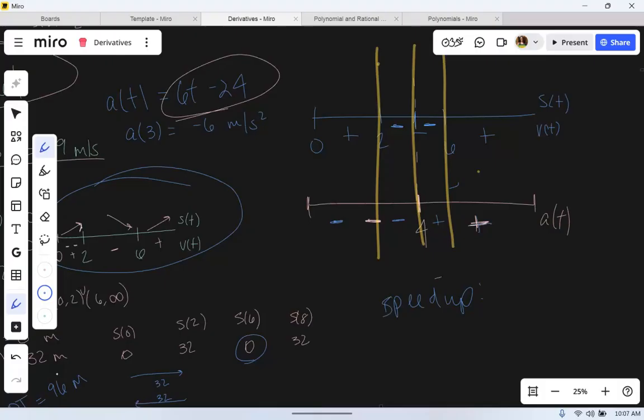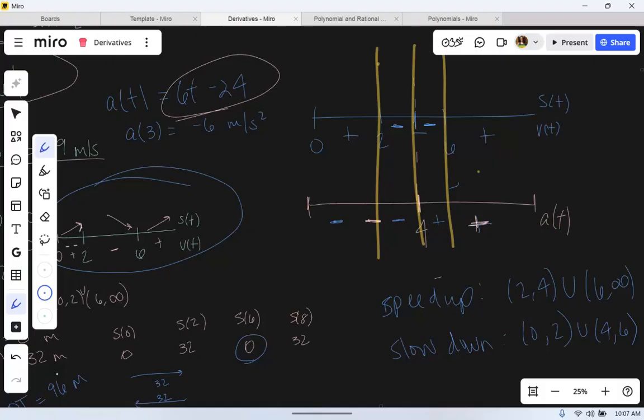Speed up 2 to 4. Anywhere else? 6 to infinity. Slow down, opposite signs, 0 to 2. Is that it? And 4 to 6.